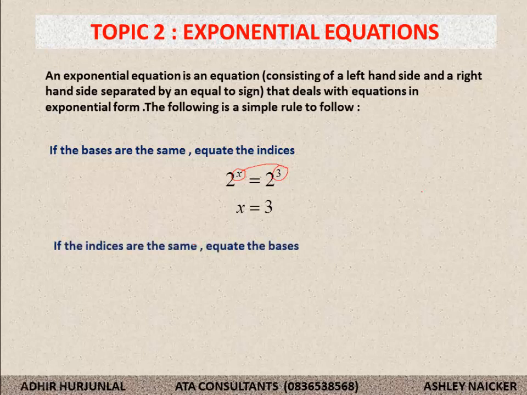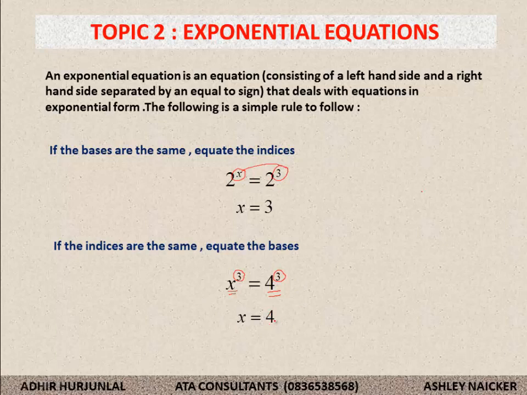Go to my next rule. If the indices are the same, I simply equate the bases. A typical example: if I have x cubed is equal to 4 cubed, you can distinctly see that the index 3 is the same as the index on the right hand side, which basically means that the indices are the same. If the indices are the same, it means that x is equal to 4, and that's exactly what I have. X is equal to 4. Now by using these 2 simple rules and my knowledge of exponents, we are going to go ahead and solve level 2 problems.